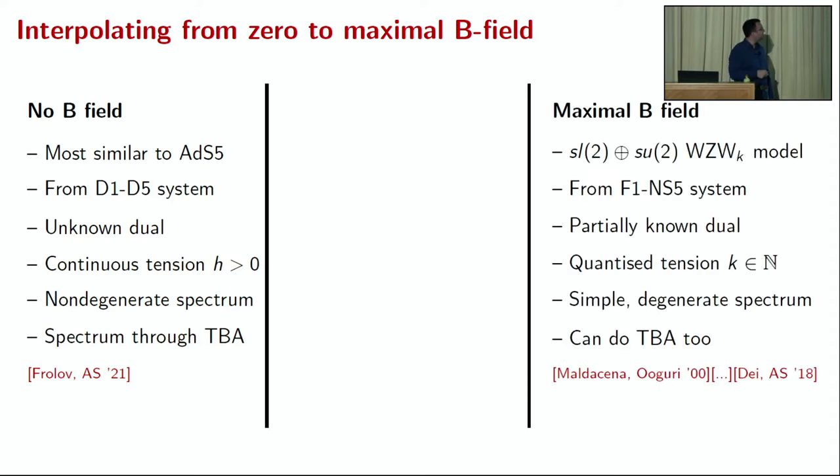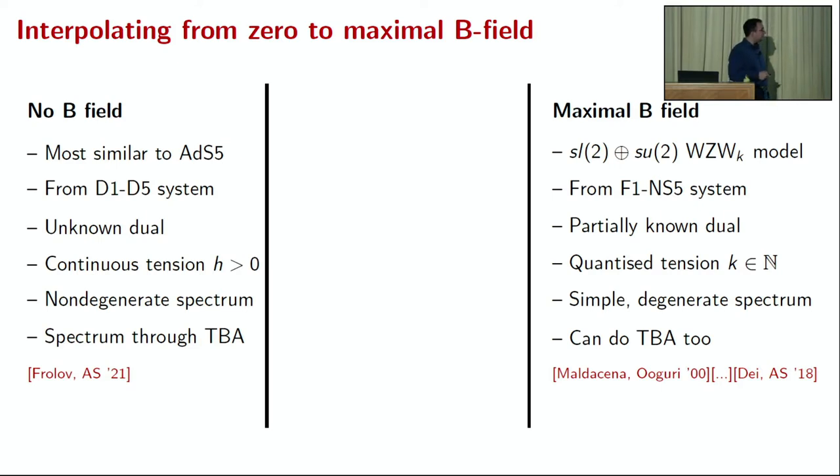The opposite side of this story is when you have the maximal amount of B field. So in this case, actually, you can describe the model as a Wess-Zumino-Witten model with group SL2 as well as SU2 and supersymmetry and all bells and whistles. This is related to the system of fundamental string and NS5 branes. And here, there are some much clearer ideas about the dual, even if it's something that only now people are really starting to understand quite in detail.